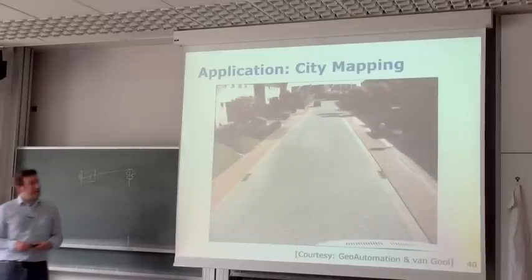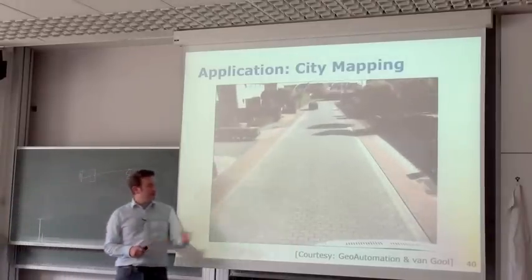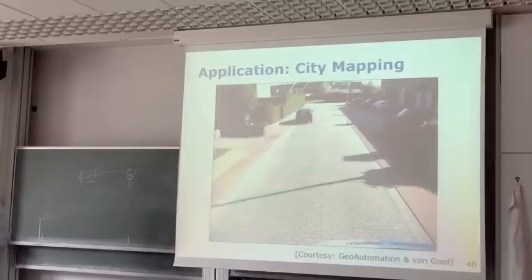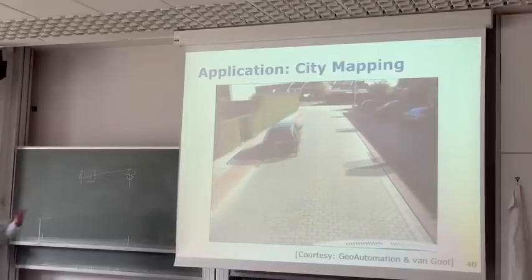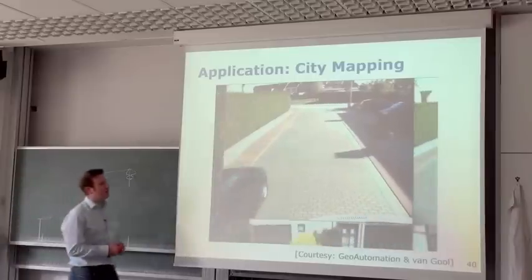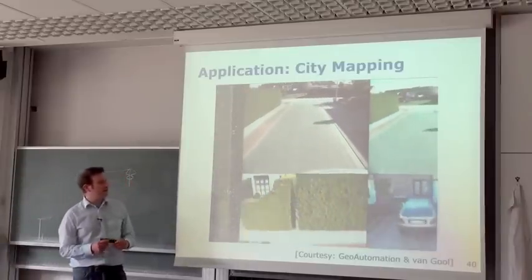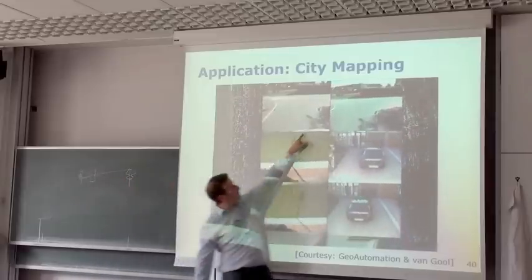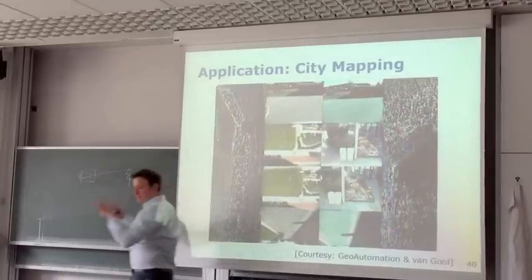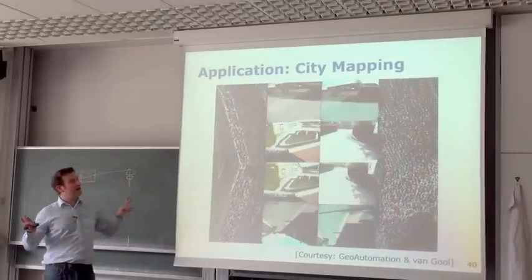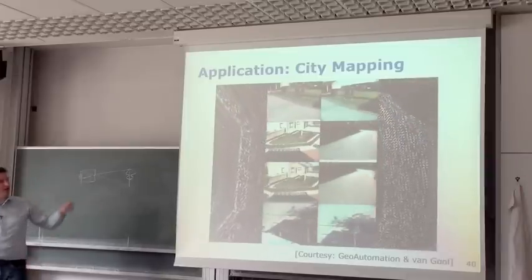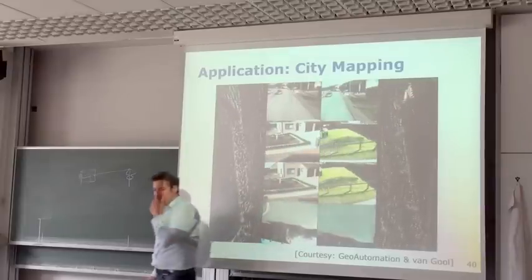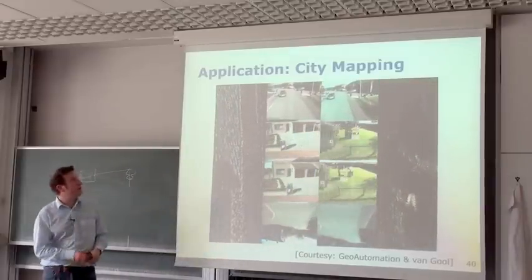Another application for 3D reconstruction is city mapping. This is a company called Geoautomation in the Netherlands. It's a spin-off of KU Leuven, one of the famous universities in Belgium. The service they offer is a survey vehicle. You see parts of the survey vehicle here, 8 cameras attached to it, and they drive through the scene, estimate 3D points from those images, look for correspondences in those images, and then generate 3D point clouds.